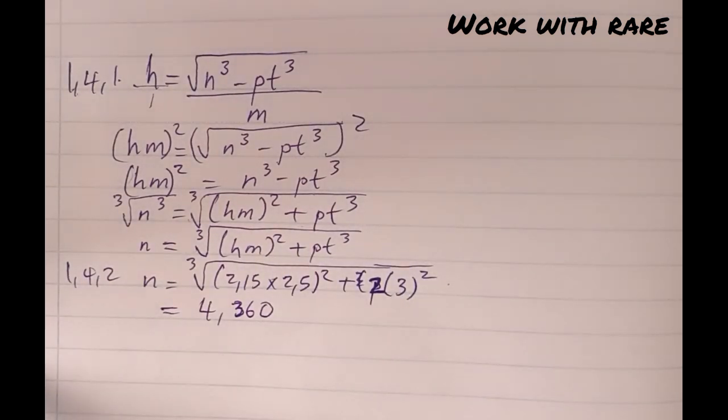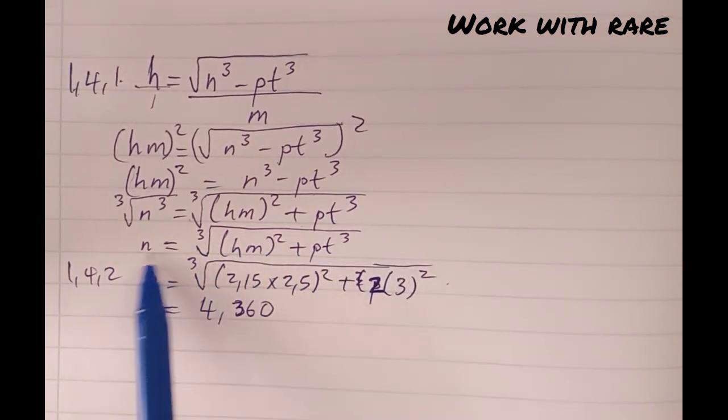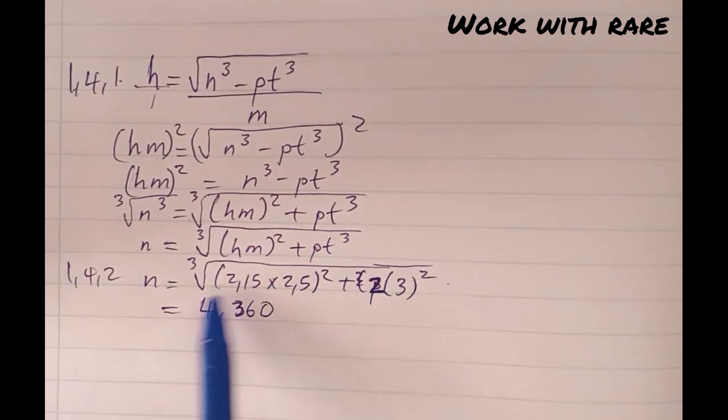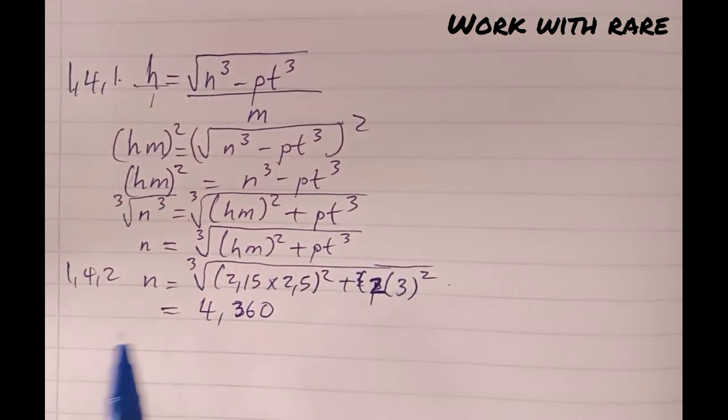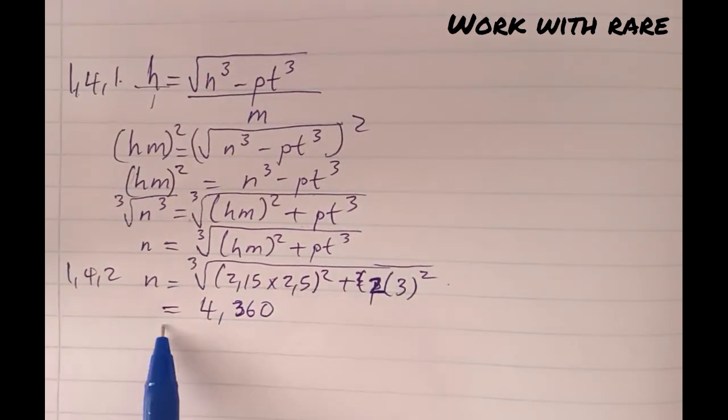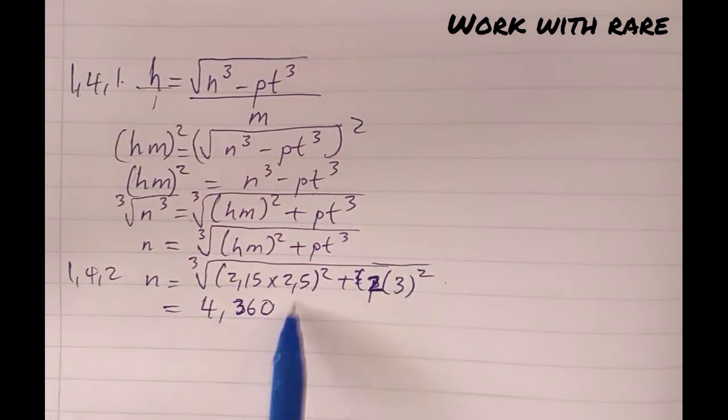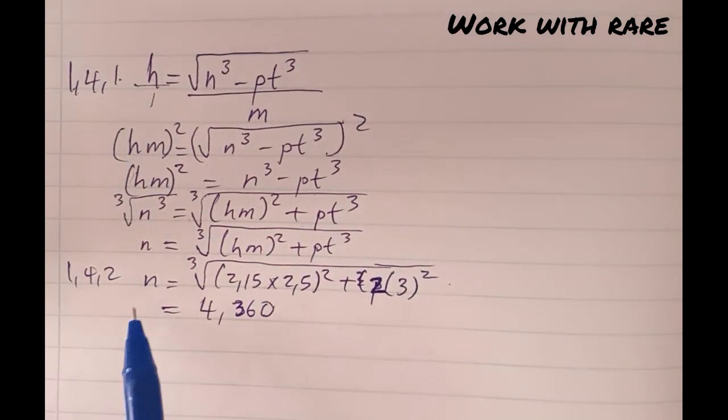Okay, so the next question, it says calculate the value of n if h is 2,15, m is 2,5, t is 3, and p is 2. So from what we did here, you just substitute the values that you are given and you press it on your calculator exactly as it is. So this will be your final answer. So this is the value of n.